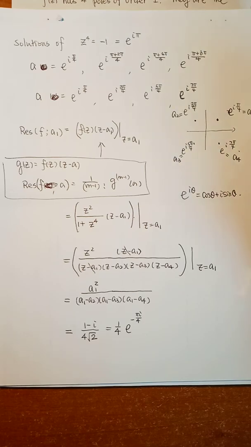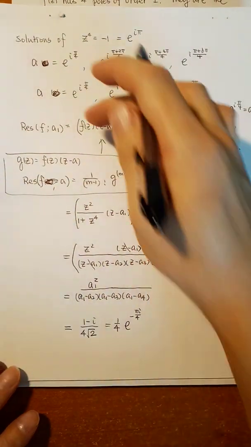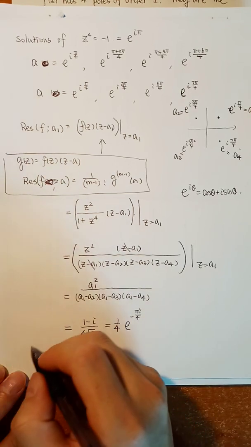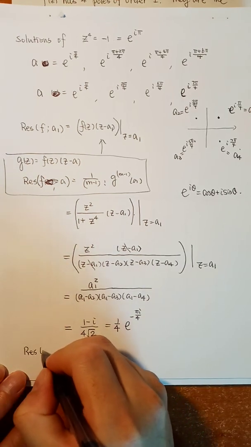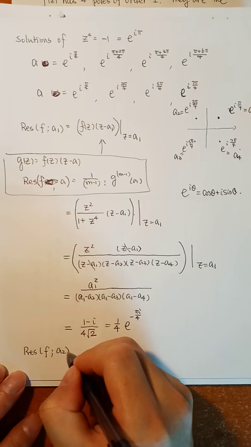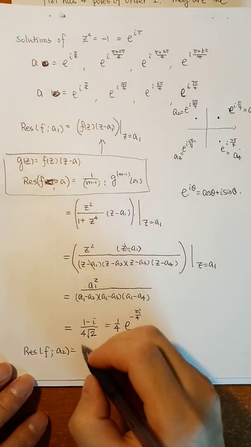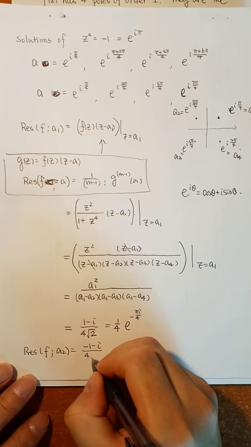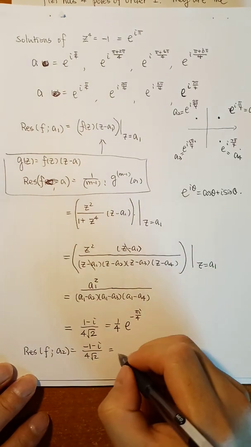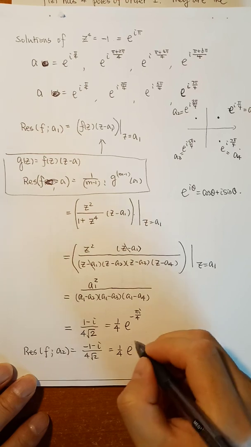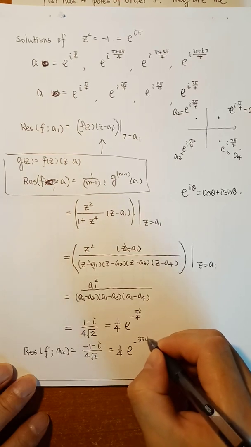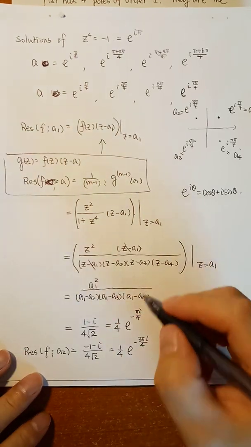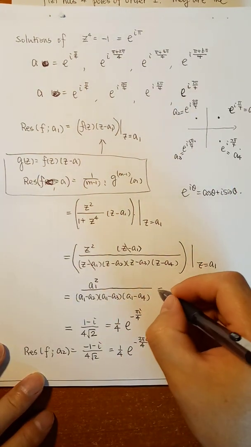And the residue for a2, similarly, you're going to go through the same computation. Okay, so the residue for a2 after computation is negative 1 minus i over 4 times square root of 2. It's 1 over 4 e to the negative 3 pi i over 4. Okay, so those are from the series computation.